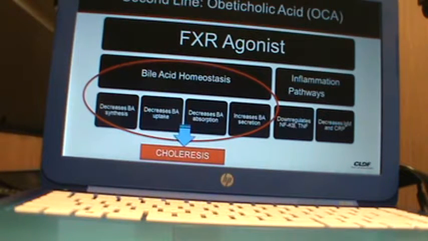It decreases the bile acid synthesis. It decreases bile acid uptake. It decreases bile acid absorption, and it increases bile acid secretion. That induces a choleresis, which leads to improvement in the patient's primary biliary cholangitis. It also has an anti-inflammatory effect with downregulation of various cytokines, TNF, etc.